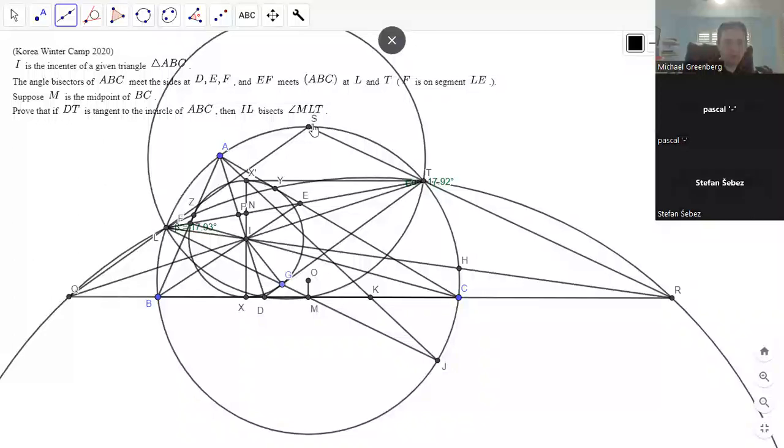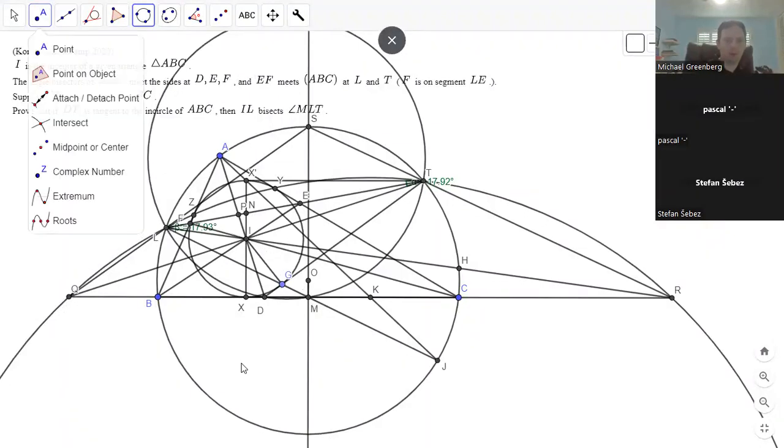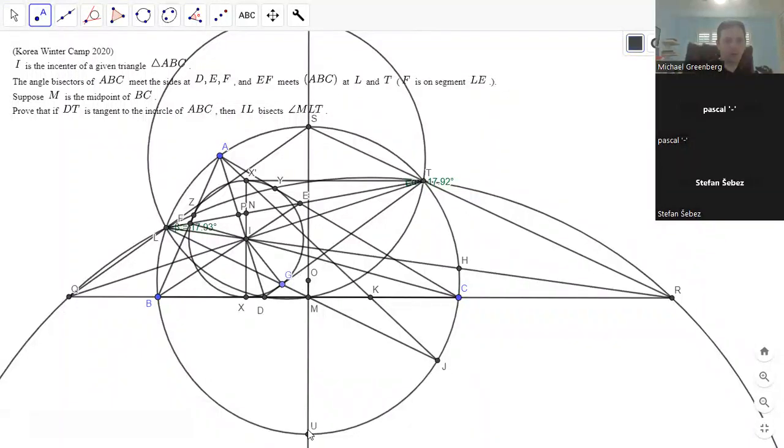So maybe, let's see. I wonder if we can use power of a point somehow. So like, no, maybe we could somehow show QLMU is cyclic. That would be the same as, yeah, let's say we didn't know those are, well, yeah, it's kind of just equivalent.